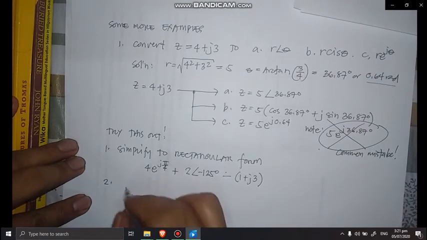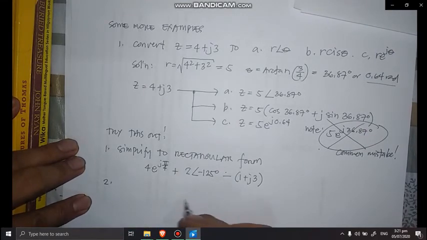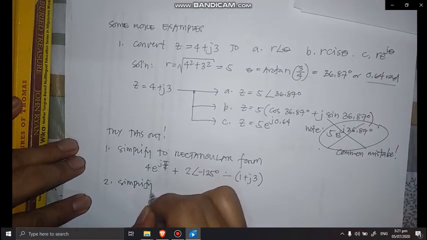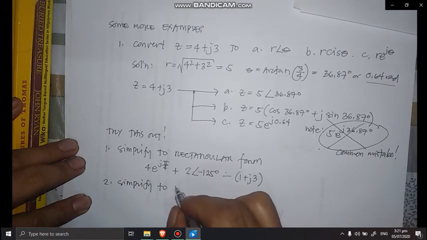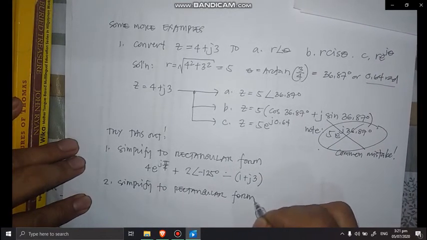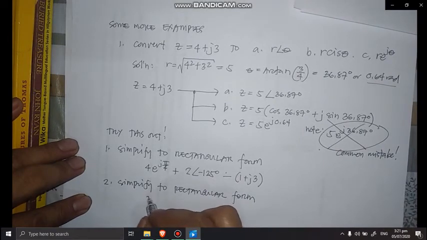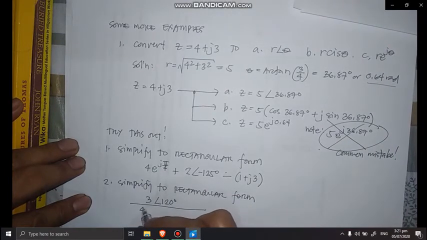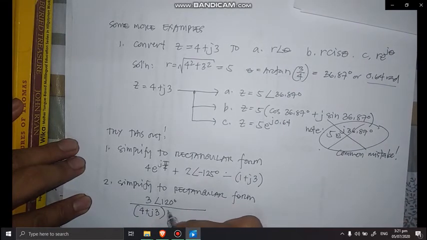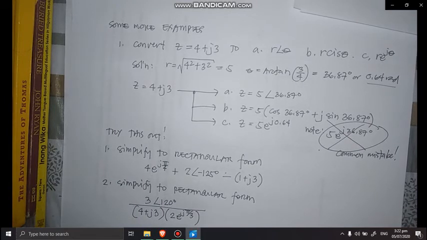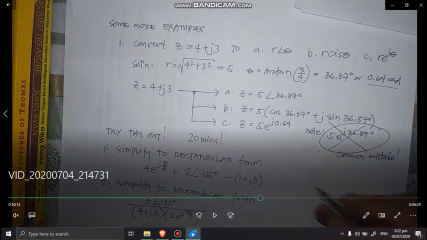And for problem number 2, you are going to simplify, this time we will use the same rectangular form, of 3 angle of 120 degrees divided by 4 plus j3 multiplied by 2 times e raised to j pi over 3. So you will be given 10 minutes, or rather 20 minutes.